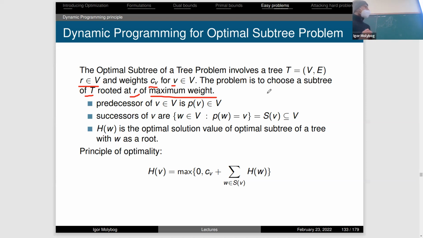And h(W) is the optimal solution value of the optimal subtree of a tree with W as a root. So we are saying that if we are considering a particular subtree, let's say that there is a subtree here that also has some values, and we are defining, for a subtree, for example, of this form. I'm sorry.